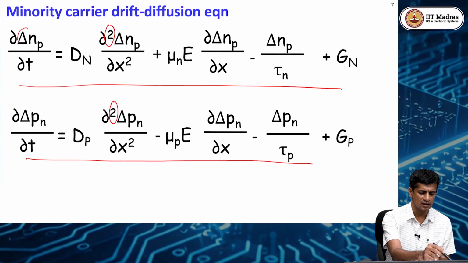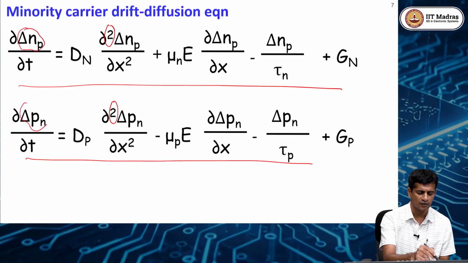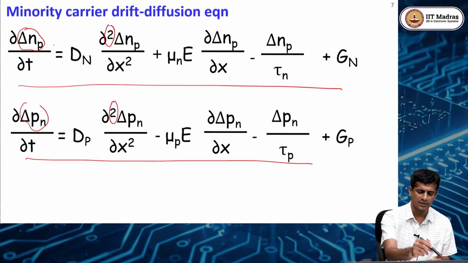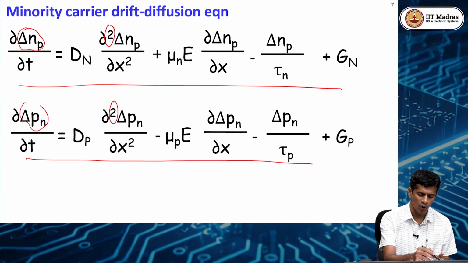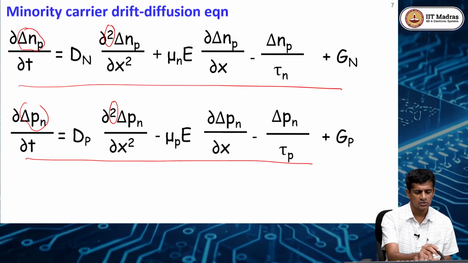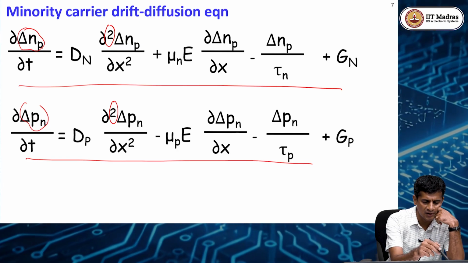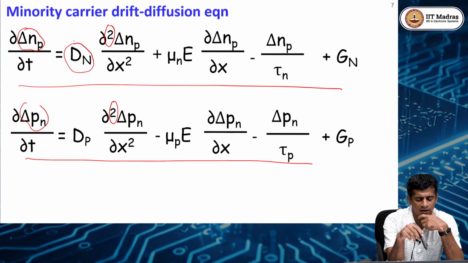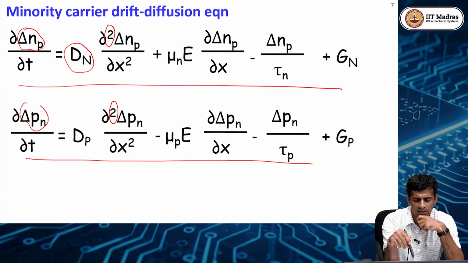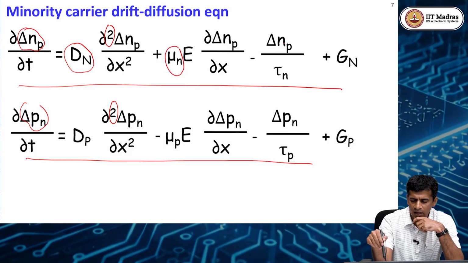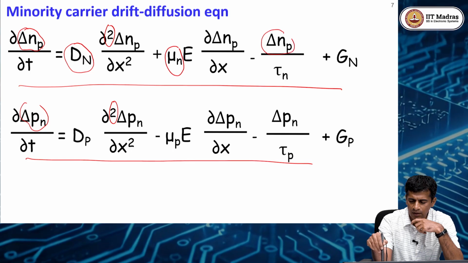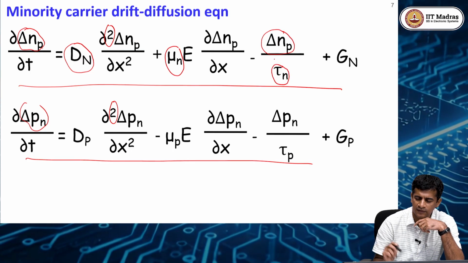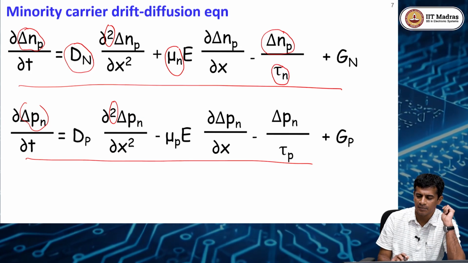And the unknowns are the excess carrier concentration. For example, this is the excess electron concentration in a p-type semiconductor. So this is the excess hole concentration in a p-type semiconductor. Since we are talking about electron concentration, this is the diffusion coefficient of electrons, this is the mobility of electrons, and this is the excess electrons, and this is the minority carrier electron lifetime. Okay, electron lifetime in p-type material.